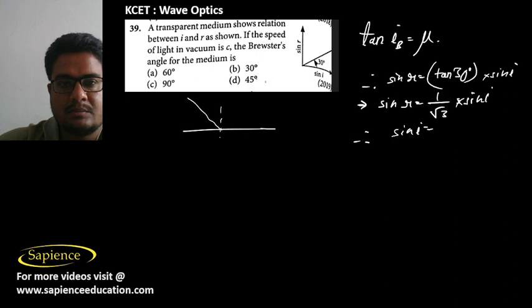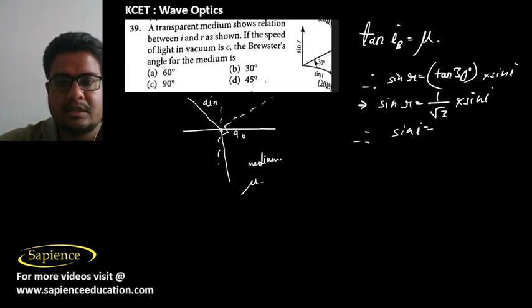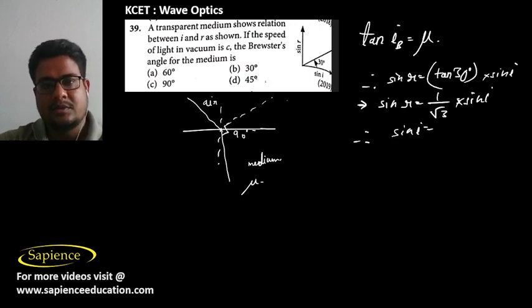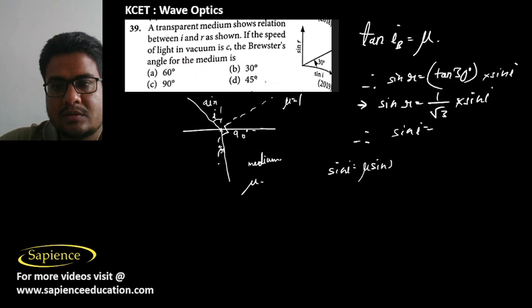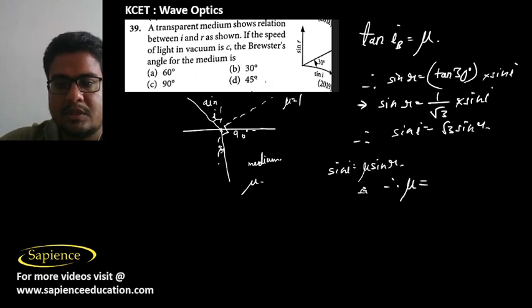So sine I, so what happens? This is the rarer medium, which is here, suppose, and this is the medium having refractive index mu. So then this angle is a right angle. So here the refractive index is 1, here it is mu. So I can say this is I, this is R. Let us say sine I is equal to mu into sine R. So sine I is equal to root 3 into sine R. So therefore the refractive index of the medium is root 3.